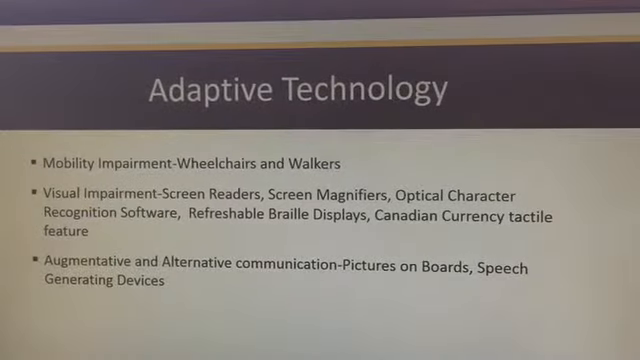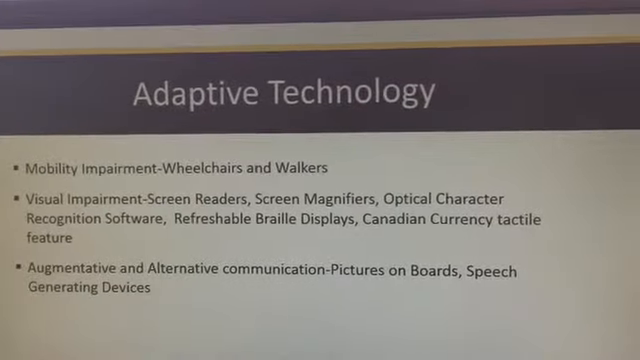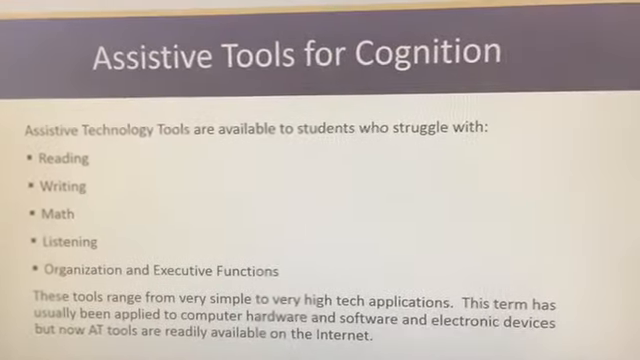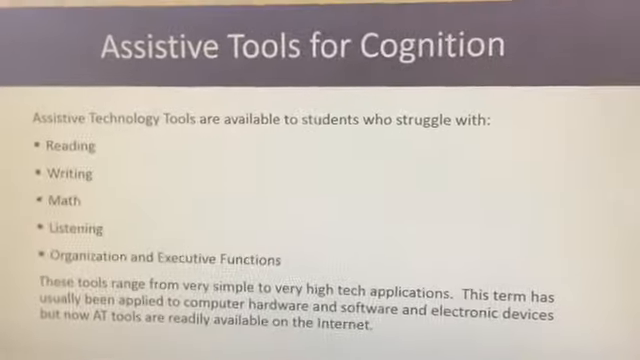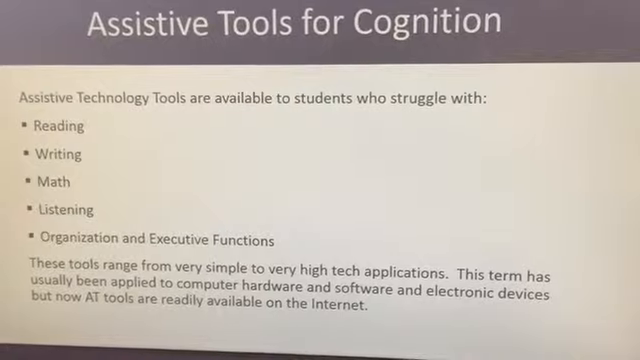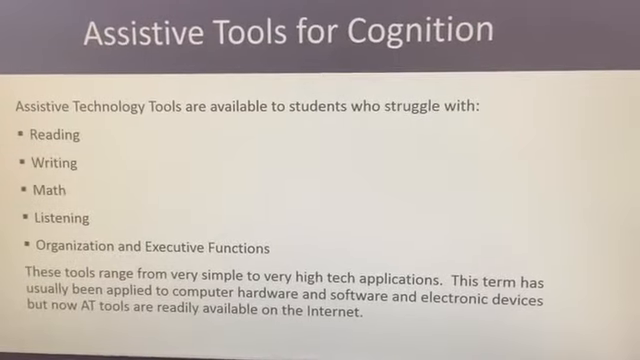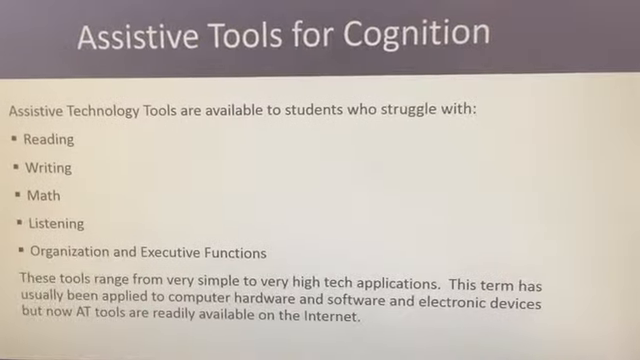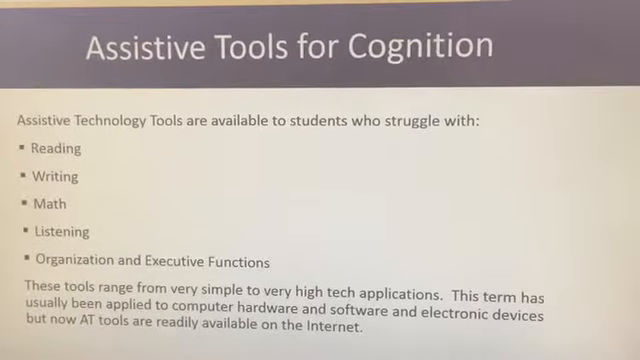We're going to go on to talking about assistive technology tools. I did a lot of research on assistive technology tools for cognition, and that's for students who struggle with reading, writing, math, listening, organization, and executive functions. These tools range from very simple to very high-tech. This term has usually been applied to computer hardware and software and electronic devices, but now AT tools are so readily available on the internet, and they're also available on phones with apps. So there are so many options for these tools now.